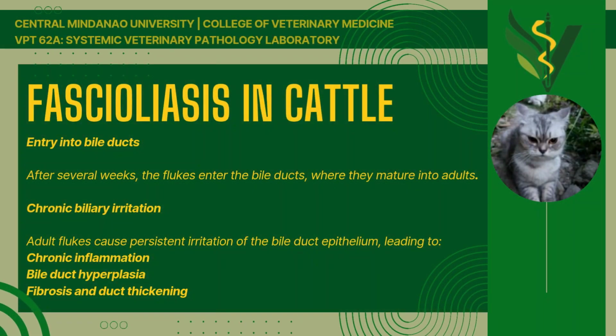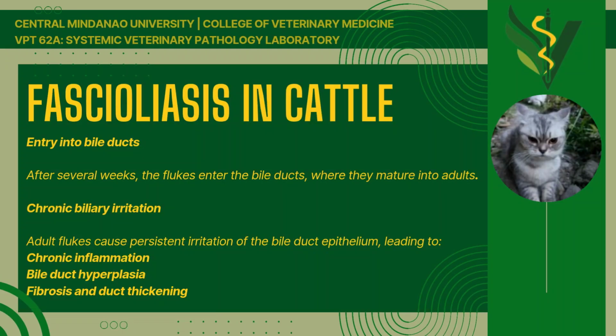After the acute phase, the parenchymal tissue would then be filled with holes or perforations wherein the flukes pass through. Next is the chronic phase, which is the entry into the bile ducts. After several weeks, the flukes enter into the bile ducts where they mature into adults.